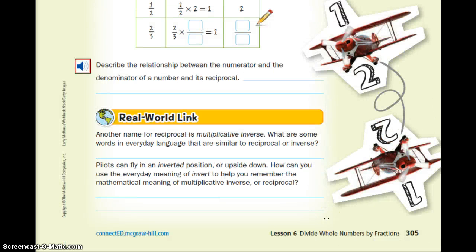Another name for reciprocal is multiplicative inverse. What are some everyday words that are similar to this? Flip. That's why we use copy, dot, flop. And again, if you're talking about aviation and airplanes, when you invert, it means you're upside down. Upside down. Okay, turn the page. Let's start the lesson.